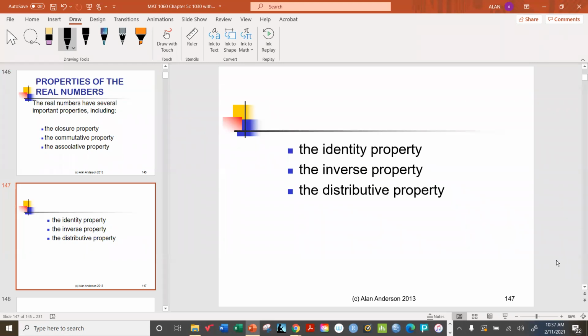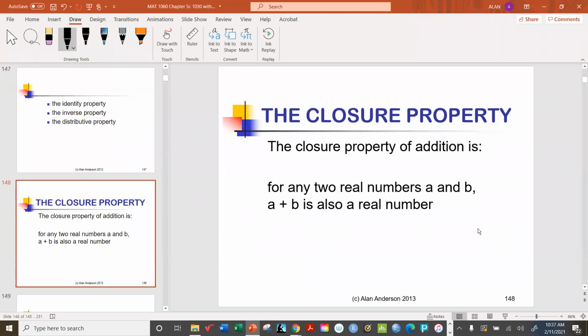All right, here we go. Closure. Now, this is defined for addition and multiplication, and really it's a very simple idea. If we take any two real numbers and add them together, the sum is also real. In other words, it's not possible to create an imaginary number simply by adding together two real numbers. Now, it might seem kind of silly and obvious, but this is an important detail. It means that we can guarantee that anytime we add real numbers together, the resulting number is also real.